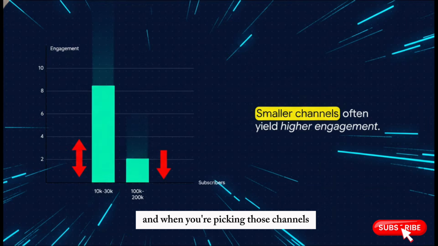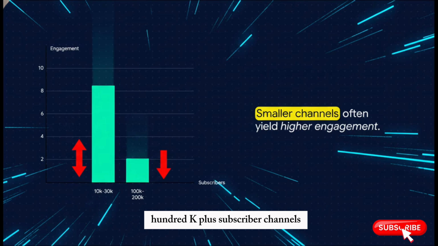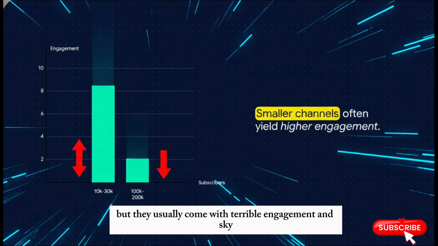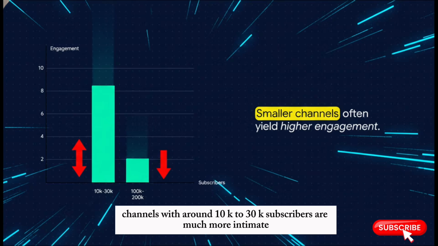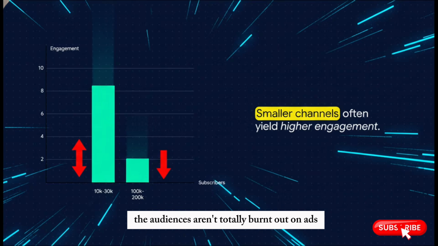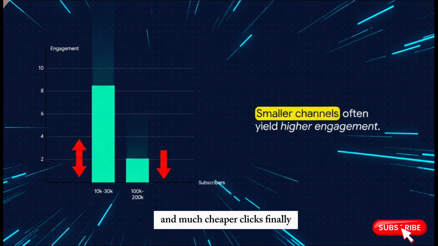And when you're picking those channels, remember that bigger is definitely not always better. It's really tempting to aim for those massive 100K plus subscriber channels, but they usually come with terrible engagement and sky-high competition. The actual sweet spot? Nano and micro influencers. Channels with around 10K to 30K subscribers are much more intimate. The audiences aren't totally burnt out on ads, and they almost always deliver way better engagement and much cheaper clicks.